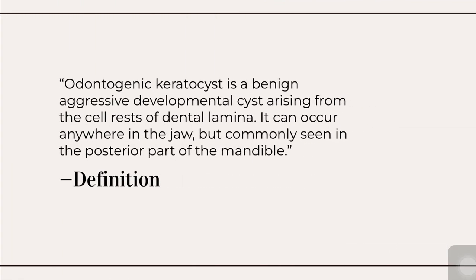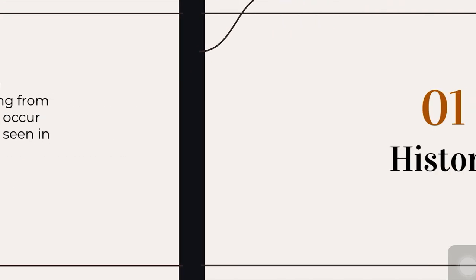For definition, odontogenic keratocyst is a benign aggressive developmental cyst that arises from the cell rest of dental lamina. It can occur anywhere in the jaw but is commonly seen in the posterior part of the mandible.